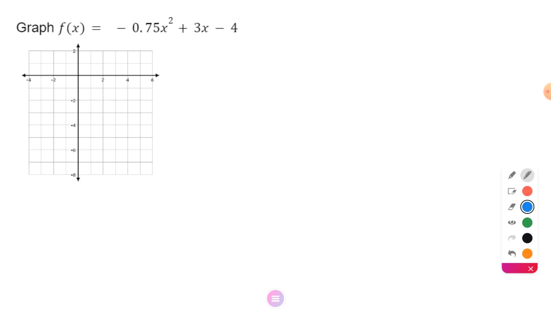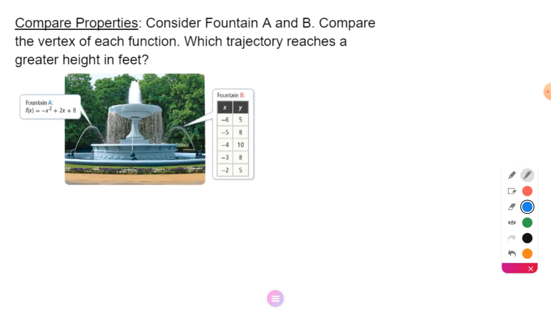All right, let's compare some properties here. So in this picture, I'll notice that I have fountain A that they give us the equation for. And then we have fountain B, which they give us a table of values. We want to know the vertex of each function. So the vertex looks to me like it's going to be the highest point because these are both going to have maximums. So that maximum for fountain A is going to happen at the axis of symmetry. So x equals -b, so -2, over 2 times my a, -1. So when my x value equals 1.